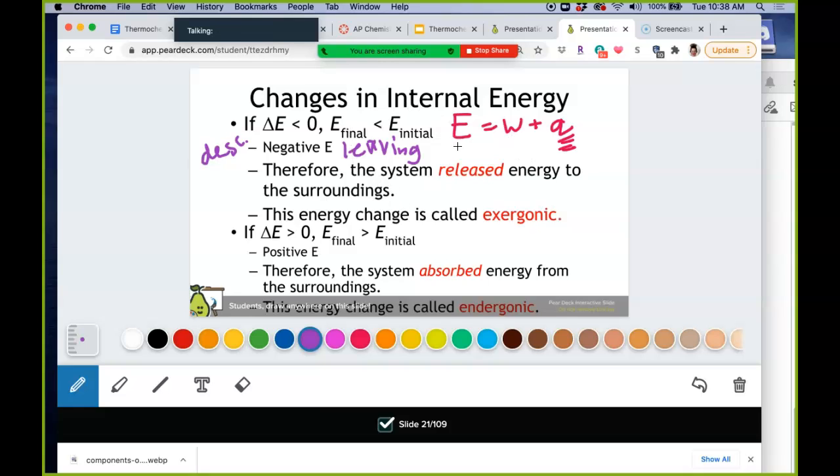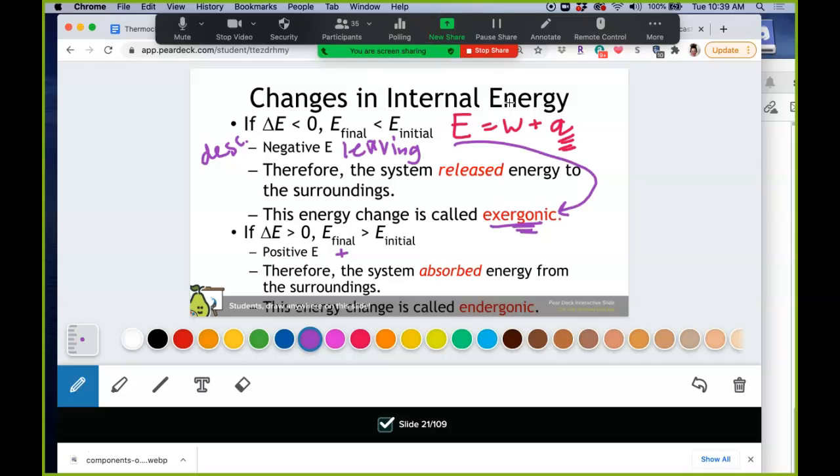And because this is all energy, which includes work and heat, they call this exergonic. Okay? Now, if delta E is positive, that means plus, like you're adding heat. Heat is going in. Heat is being absorbed from the surroundings into the system. So they call this endergonic. Heat's going into the system from the surroundings. So it's like taking heat and putting it into it.